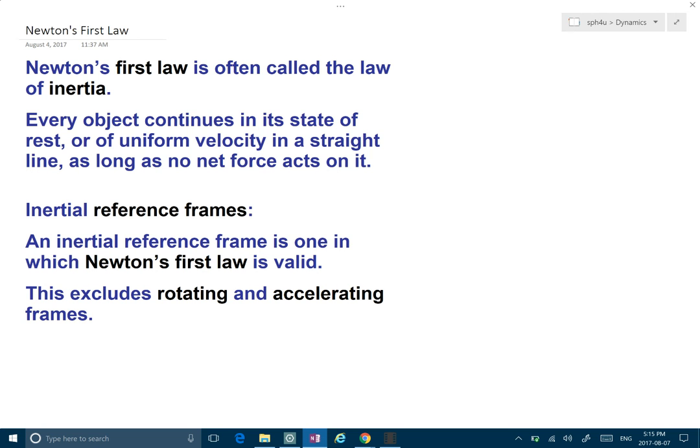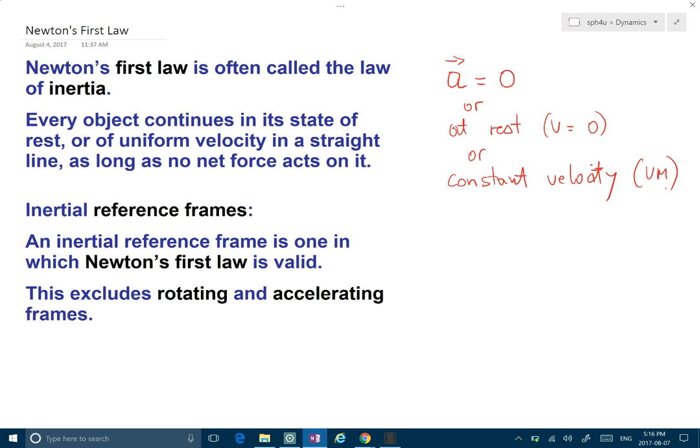Pretty much it answers the question: why do objects have an acceleration of zero, why don't they accelerate, or why do objects stay at rest, which means why is velocity zero, or why do objects have constant velocity, or uniform motion? By the way, all these three states are the same thing. We cannot distinguish one from another. Constant velocity means uniform motion.